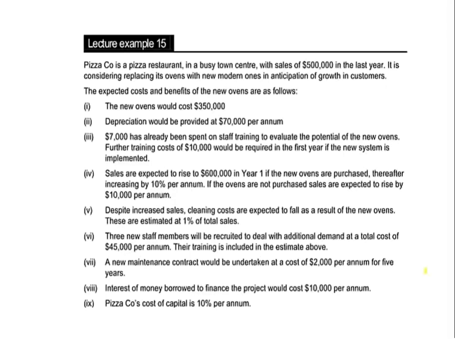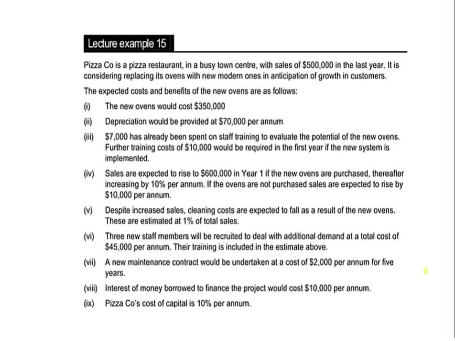Lecture example 15 is an example of a section B style question. The techniques are different to the section A questions. Having a look in the skills bank, you'll see that we have identified some of the things that you need to do in key skill 4. And I'd recommend that you have a look at that before we do this lecture example.